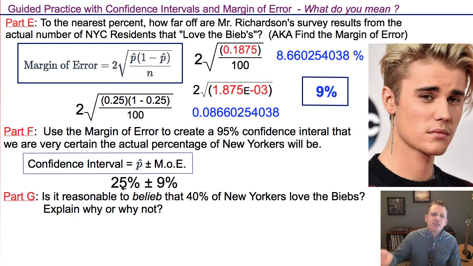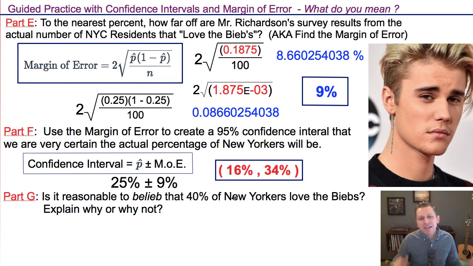Well, 25% minus 9% will give me the lowest possible value that I expect. 25% minus 9% is 16%, and adding the 9% gives me the upper value. This here is an interval that represents what is likely to happen if I conduct this sample survey again. Meaning, if I survey 100 people another time, I'm likely to receive a number that is between 16% and 34% of New Yorkers that love the Biebs.